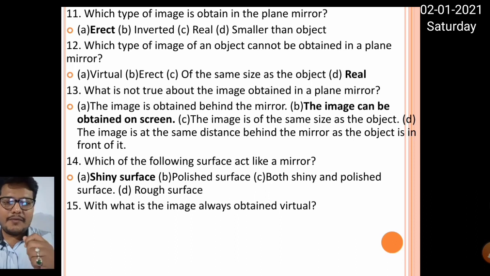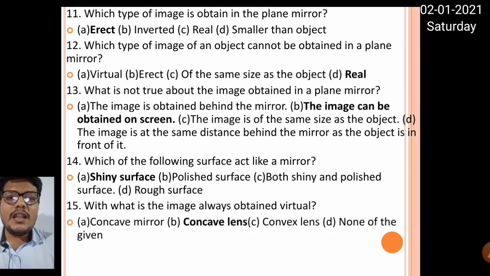Shiny surfaces, like the utensils in your home, will act like a mirror. Let's see number 15. With what is the image always obtained virtual? What is the thing by which we can get the virtual image? Options are given: concave mirror, concave lens, convex lens, and none of the above.